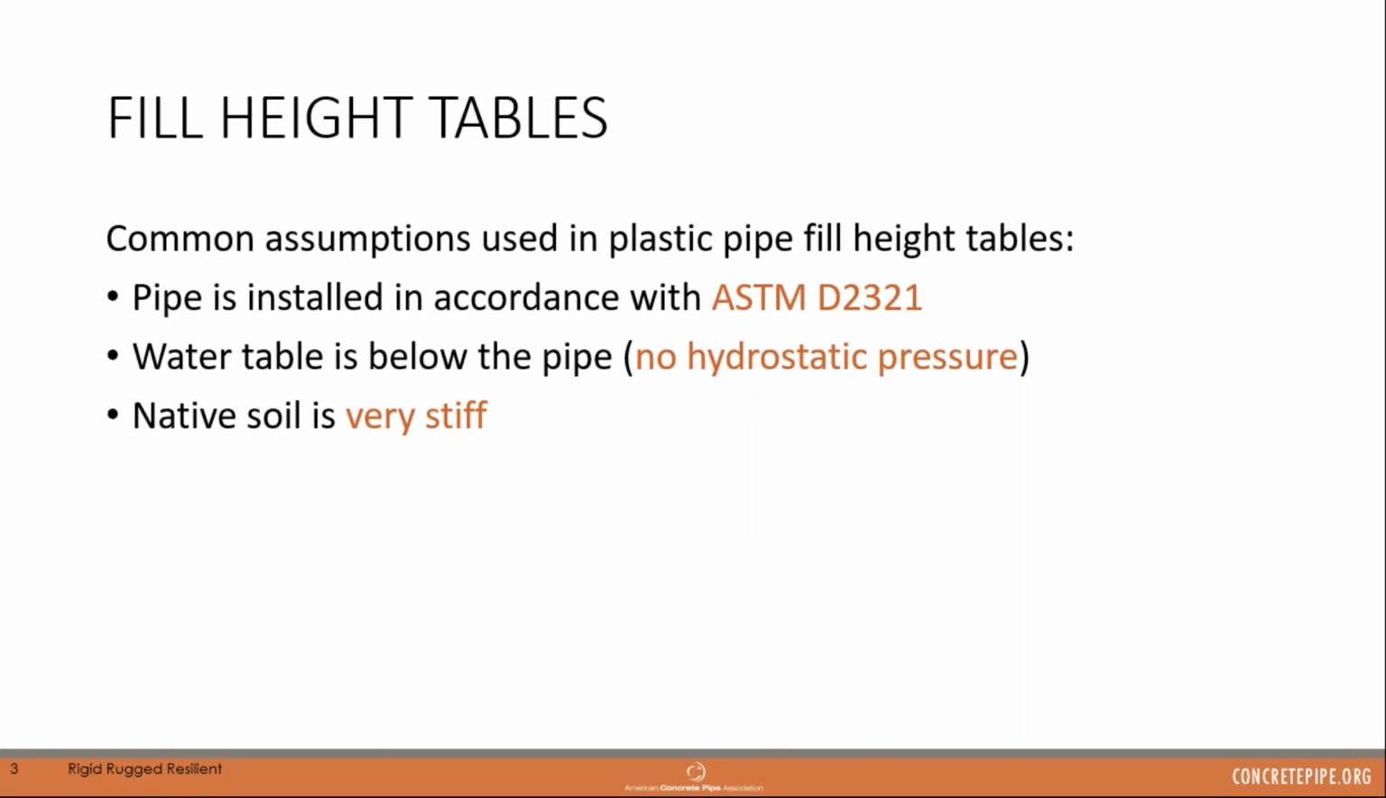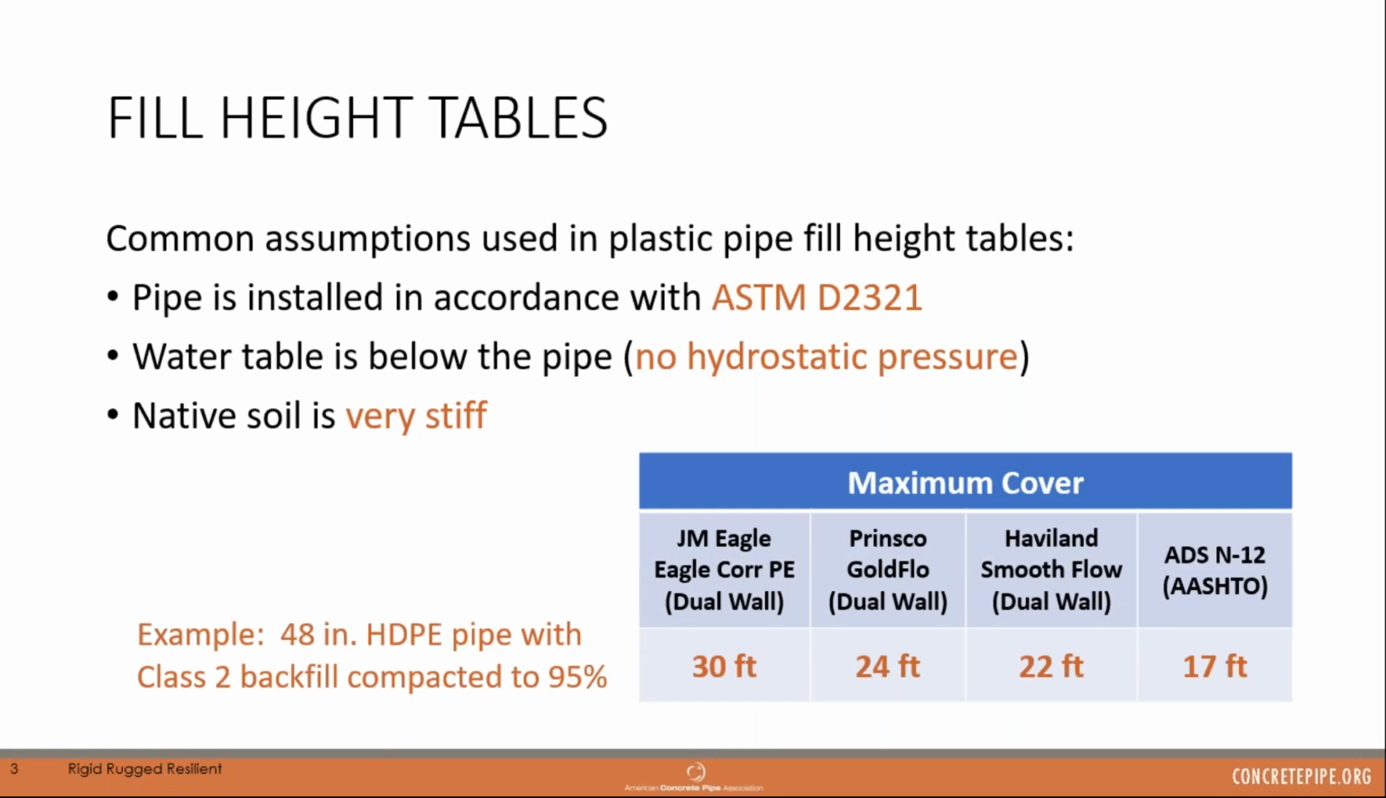And the interesting thing is if we actually pull up the fill height tables that are out there for the different manufacturers, say, for example, a 48-inch pipe with specific class 2 backfill compacted to 95%, all the fill height tables we see, even with those common assumptions, are going to vary tremendously between manufacturers. And that's partly because there's a lot of nuances in the design assumptions, and there's different variables that in LRFD you're allowed some leeway to, as a designer, pick a range of factors.